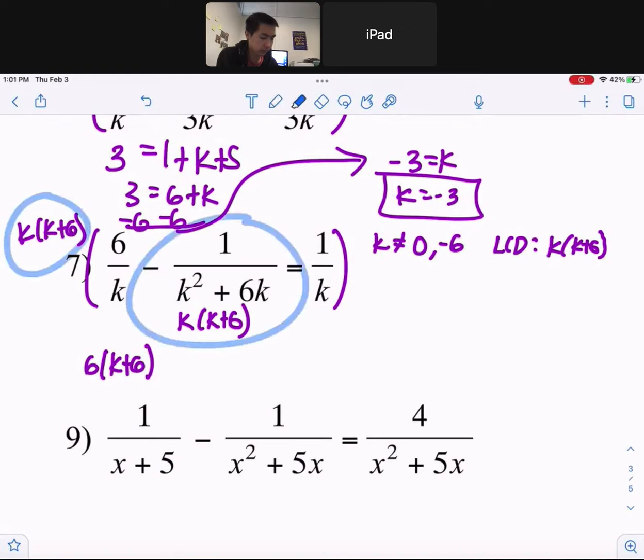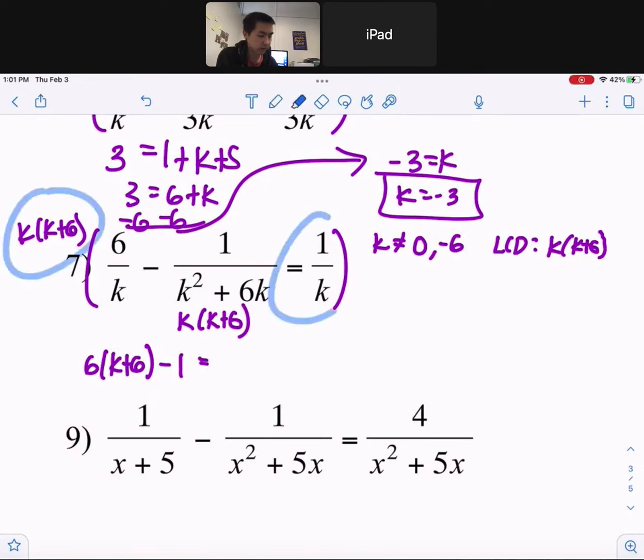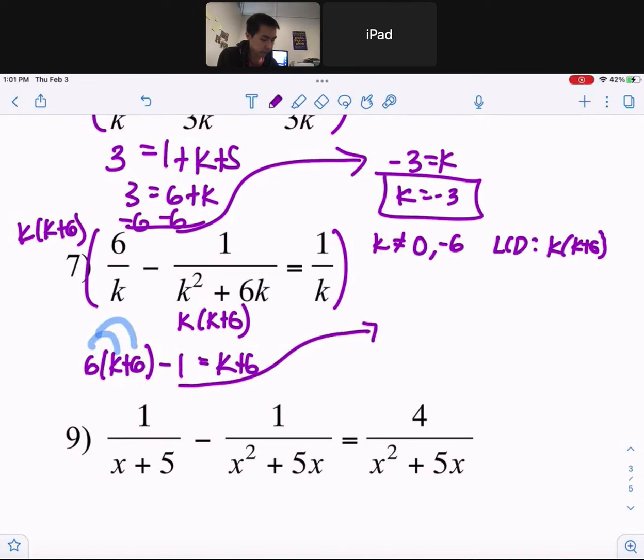This times this, these cancel, so you have a negative 1 equals this times this, you guys, the k's cancel, so you just got k plus 6. So let's distribute that. So we got 6k plus 36 minus 1 equals k plus 6. So we got 6k plus 35 equals k plus 6.